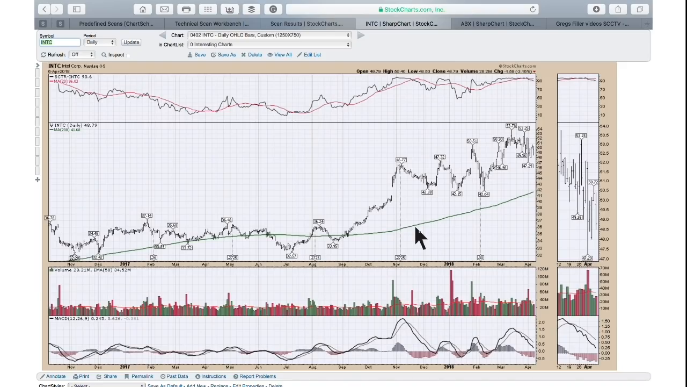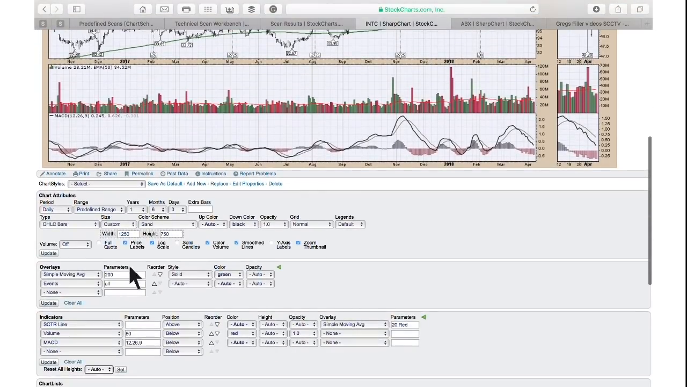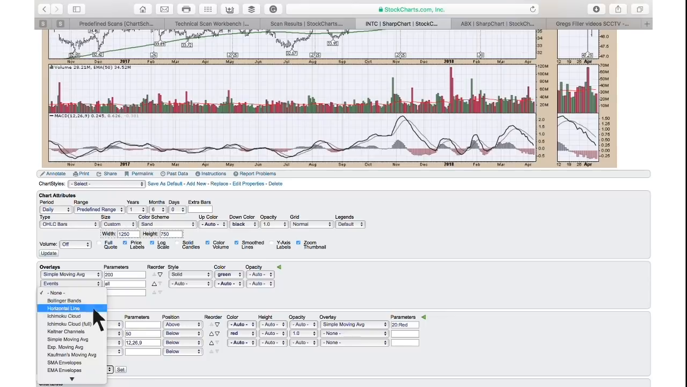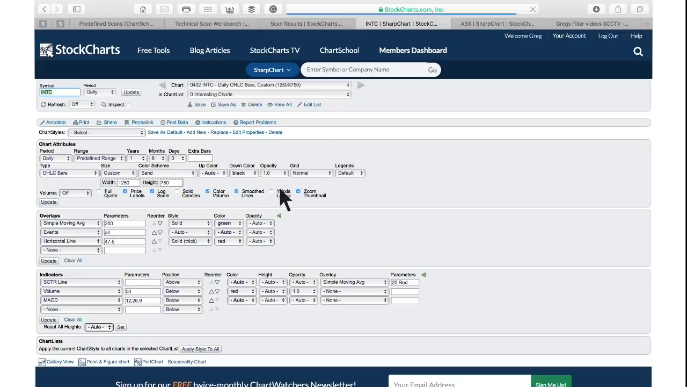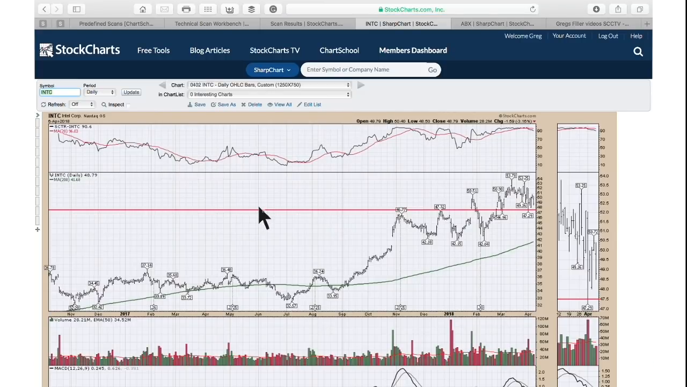Here's how to put a simple line on your chart without using the annotation tool. Let's say we want a line in here at 47.50. You can just drop down here into the overlays, pick horizontal line, add the price point, 47.5, and we're going to use a red line. We're going to make it solid and thick and hit update, and that blasts it into the middle of your chart.